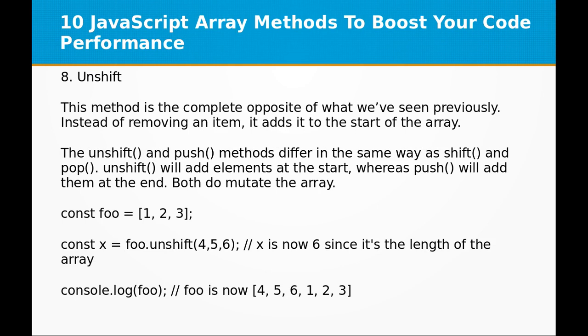The next one is Unshift. This method is the complete opposite of what we have seen previously. Instead of removing an item, it adds it to the start of the array. The Unshift and push methods differ in the same way as shift and pop. Unshift will add elements at the start, whereas push will add them at the end. Both do mutate the array.